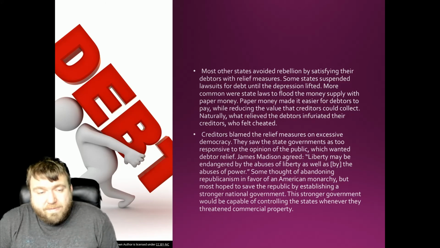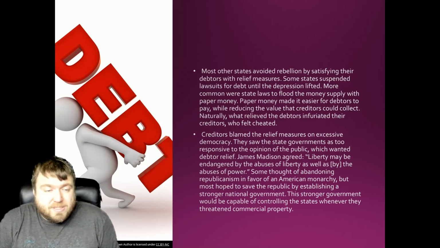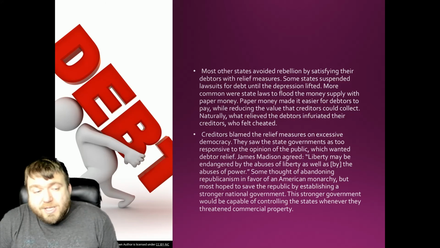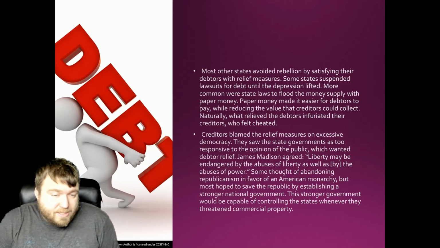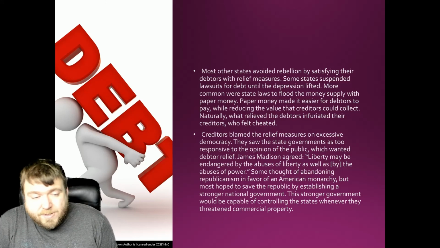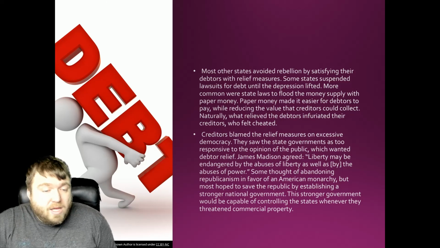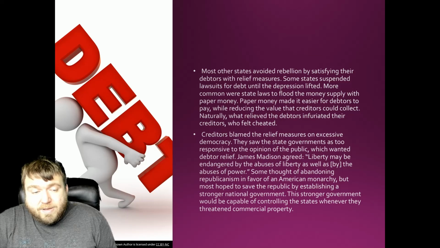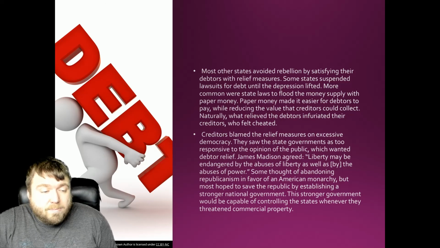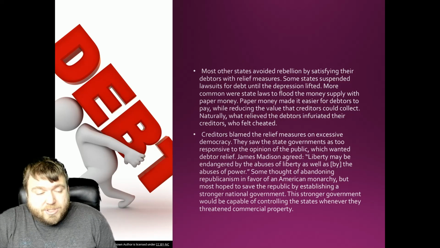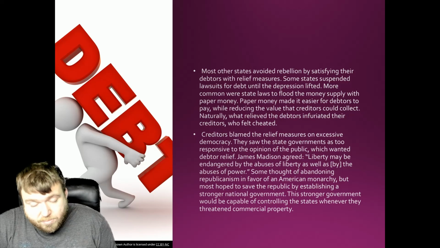Creditors blamed the relief measures on excessive democracy. They saw the state governments as too responsive to the opinion of the public, which wanted debtor relief. James Madison agreed liberty may be endangered by the abuses of liberty as well as by the abuses of power. Some thought of abandoning republicanism in favor of an American monarchy, but most hoped to save the republic by establishing a stronger national government. This stronger government would be capable of controlling the states whenever they threatened commercial property.